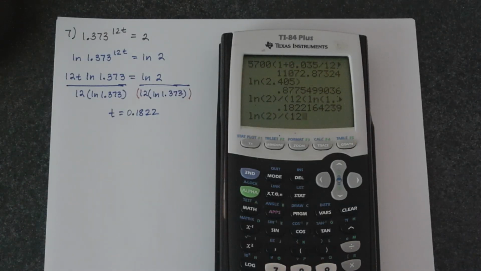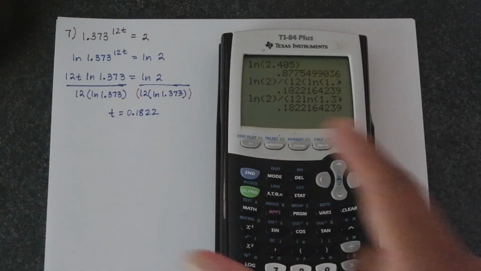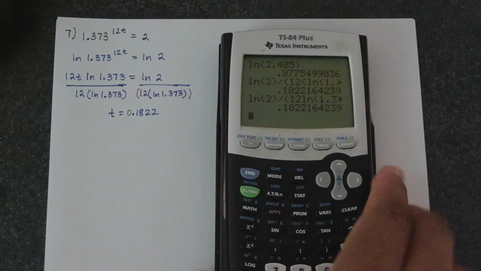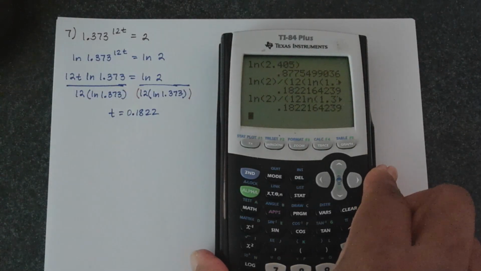I think we can do it by just saying 12, then ln, and then 1.373, close parentheses, and then again, same thing. Yeah. So really, I don't need the parentheses before that natural log. Okay. Are there any questions?